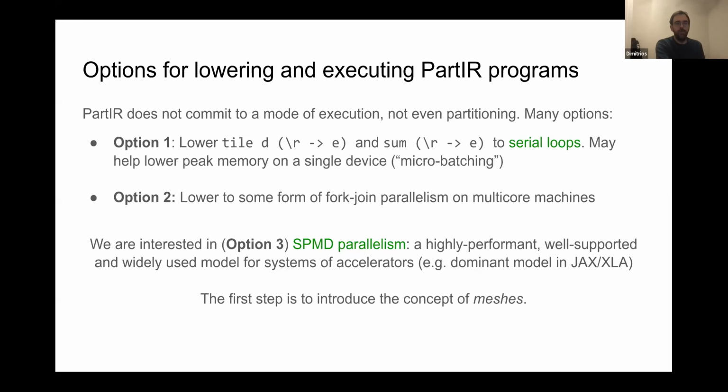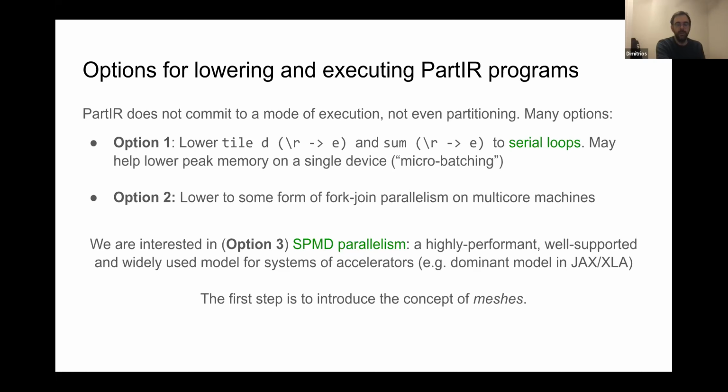Option two is to lower to some form of fork join parallelism, for example, on multi-core machines. But we're interested in option three, which is SPMD parallelism, which is a highly performant, well-supported, and widely used model for systems of accelerators. For example, in JAX and the XLA world, it's really the dominant model. So, how are we going to do this? Well, we have to at some point connect what we do with devices, or maybe some logical abstraction of devices. So this is what meshes are for.